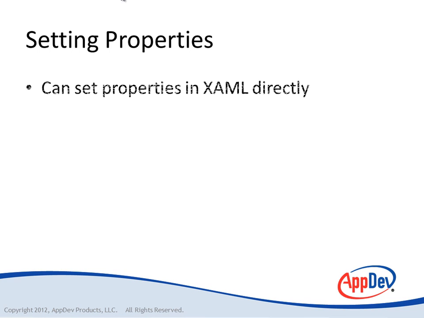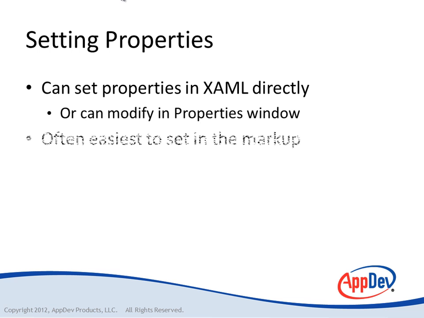You've seen one way to set properties already. We can set properties in the XAML directly, or we can modify them in the properties window, as we did with the name property for the elements we were working with. It's often easiest to set them in the markup.